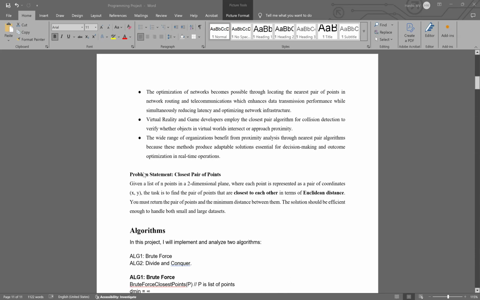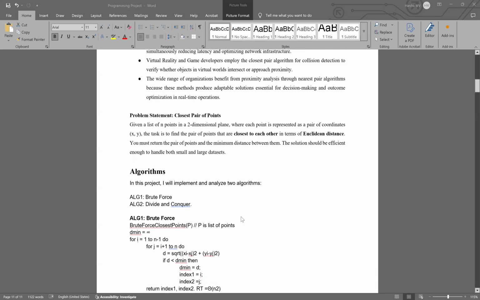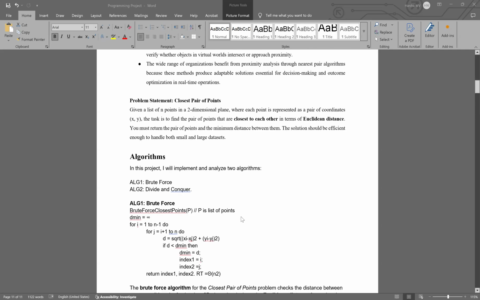Now we are talking about the problem statement. As I've already discussed, we are given a two-dimensional plane and a set of points in the 2D plane. Our main task is to find the closest points, which have the lowest distance between them. And to find this, we are using two approaches: one is the brute force approach, and another one is the divide and conquer approach.